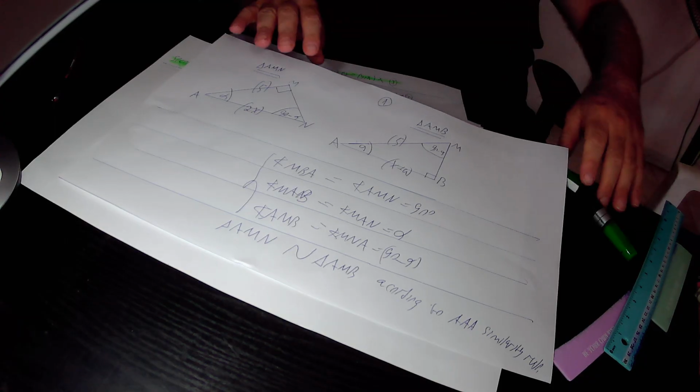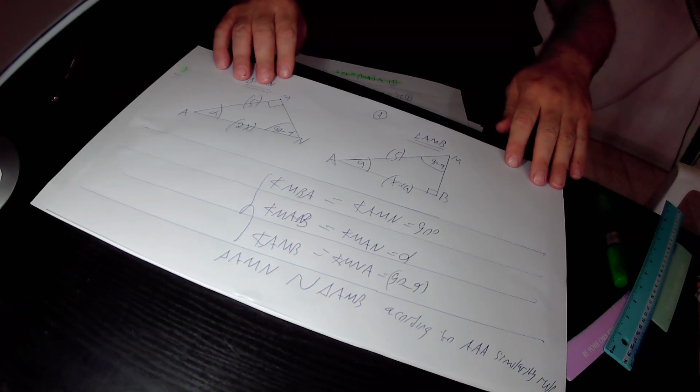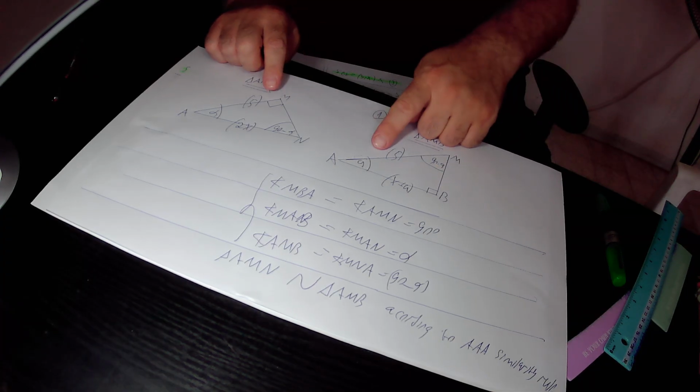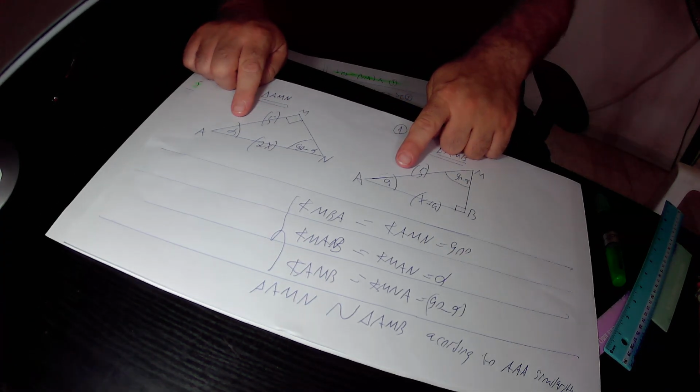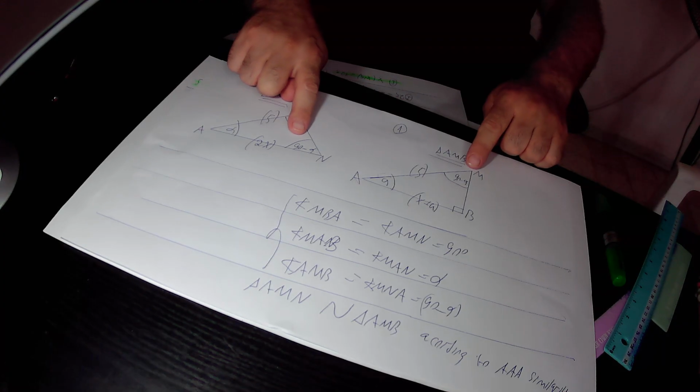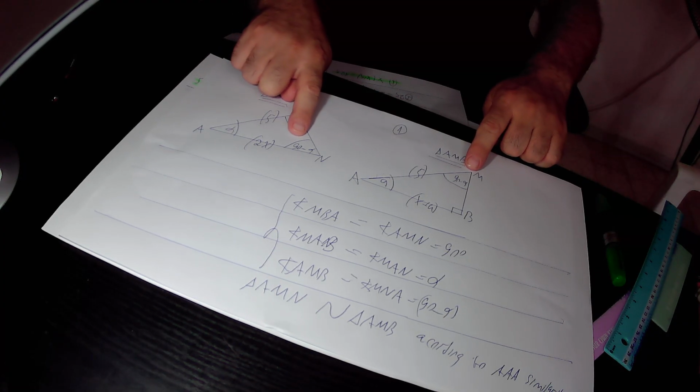Why are those two right triangles similar to each other? First of all, those two angles are both equal to 90 degrees, and therefore they are equal to each other. In addition, this is angle alpha, a common angle that belongs to both triangles, so angle alpha equals itself. And finally, those two angles are both equal to 90 degrees minus alpha, therefore they are equal to each other.